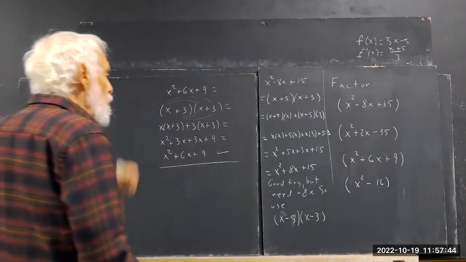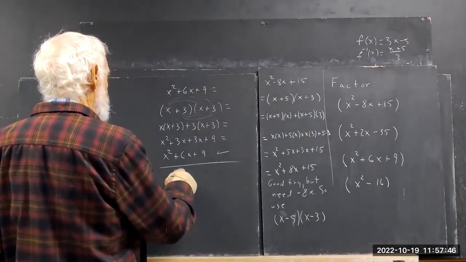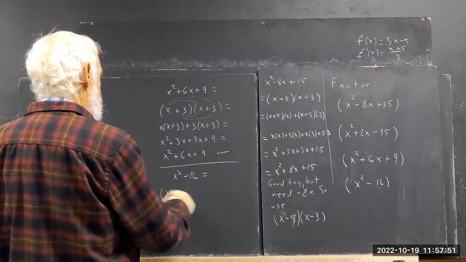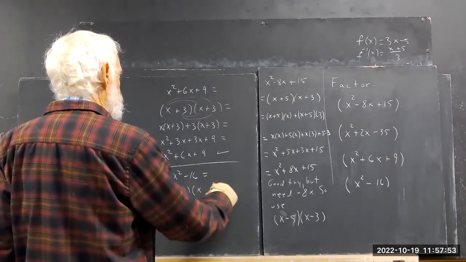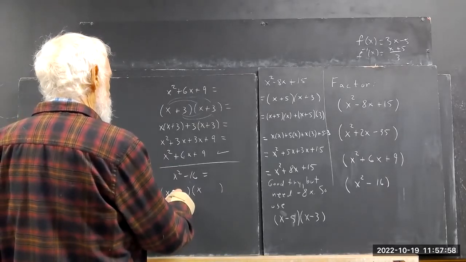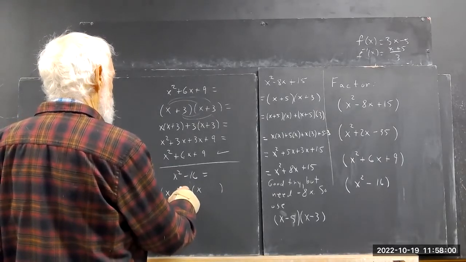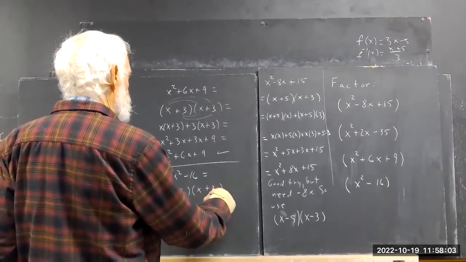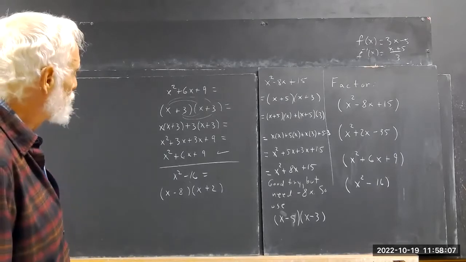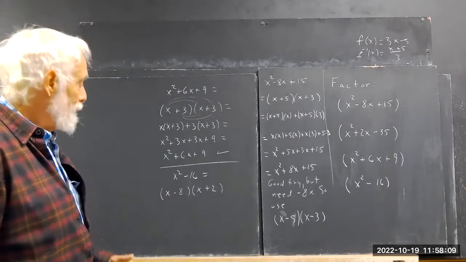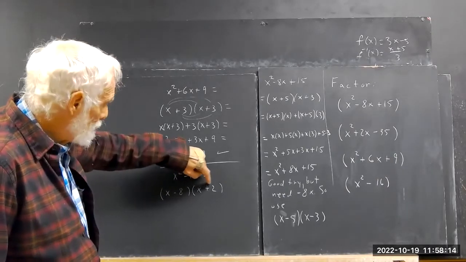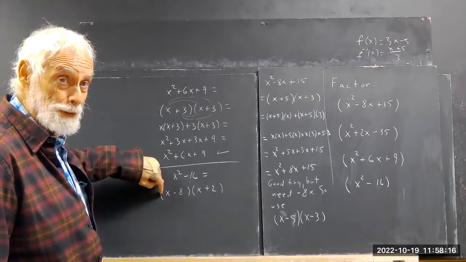Let's try this. x squared minus 16. Let's try x minus 8 and x plus 2. Not going to work. And maybe you can see why it doesn't work. What are we going to get on x? We're going to get a negative 8x, right? And we're going to get a 2x, which gives us a negative 6x.